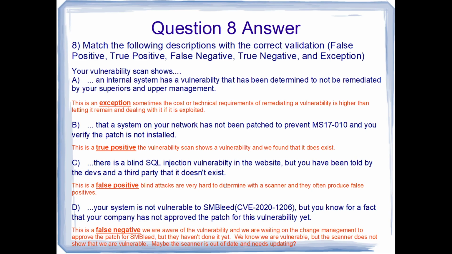Your system is not vulnerable to SMBleed, CVE-2020-1206, but you know for a fact that your company has not approved the patch for this vulnerability. This would be a false negative. We are aware of the vulnerability, and we're waiting on change management to approve the patch for SMBleed, but they haven't done it yet. So we know for a fact that we are vulnerable, but the scanner does not show that we are vulnerable. Maybe the scanner is out of date, maybe it needs updating, or maybe our threat feeds aren't accurate, or something else is going on. But this is definitely a false negative.